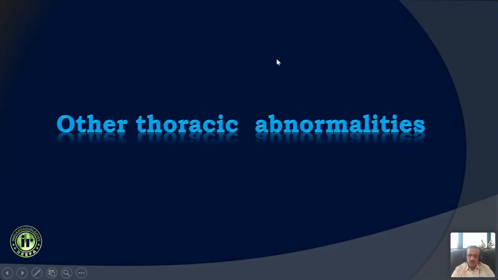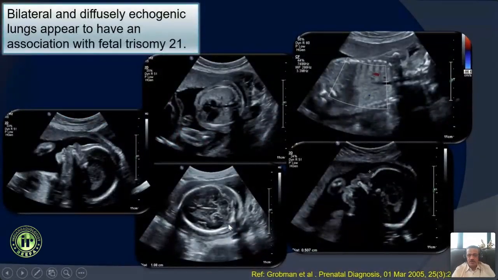Then we see other thoracic abnormalities, and one common tricky situation is when you see that both the lungs are showing increased reflectivity. This is a slightly dicey situation. First of all, with the higher resolution probes, very often you feel in almost all fetuses that the lungs are hyperreflective. So you should use the right sort of setting.